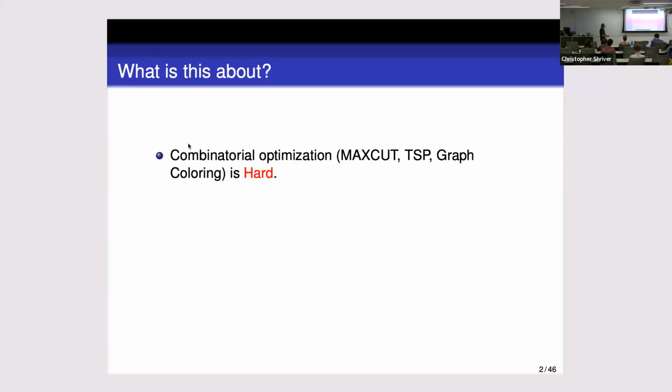What is this about? Mostly about algorithms, mostly about combinatorial optimization problems, which are hard. Like max cut, traveling salesman problem, graph coloring. These are hard problems. Hard in what sense? They are NP hard. So we don't anticipate polynomial time algorithms to find solutions to them, unless the world is not what we believe it is.